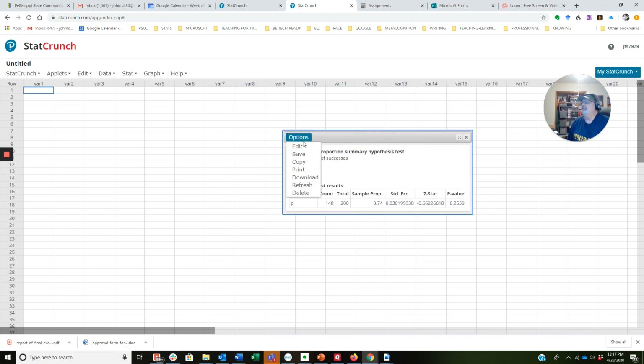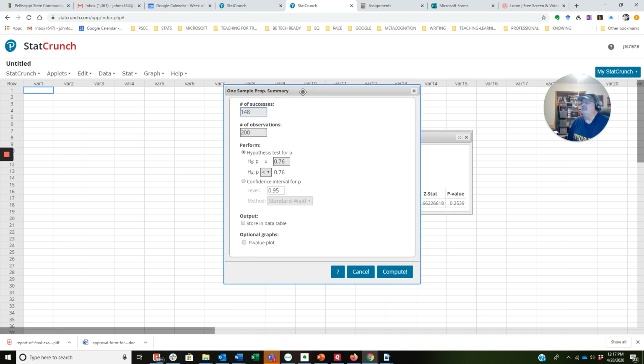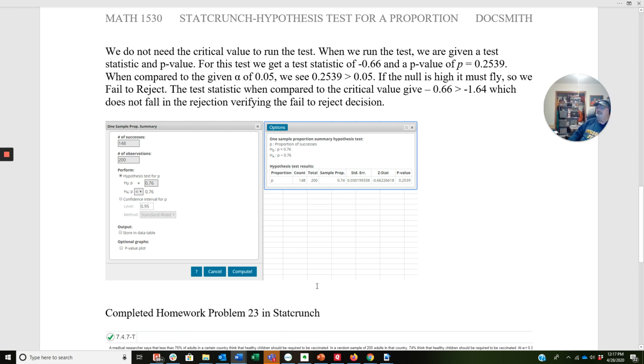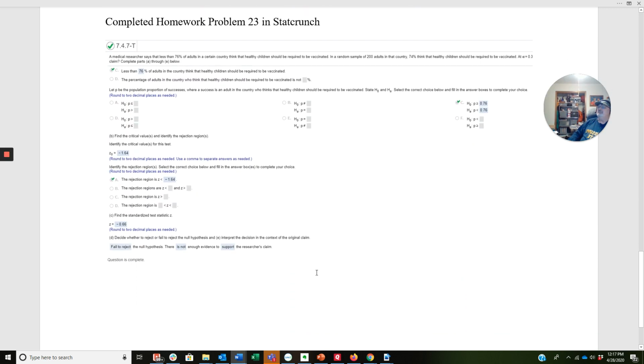So that's how you would run that test. And like I said, the p-value is enough to make my decision of fail to reject. But notice when we use the test statistic method, we came up with the same result. We're still going to fail to reject. So from there, let's go back to our document and look at the problem. We have everything to answer all the questions now.